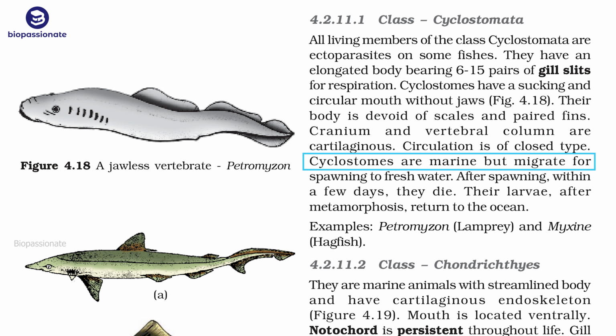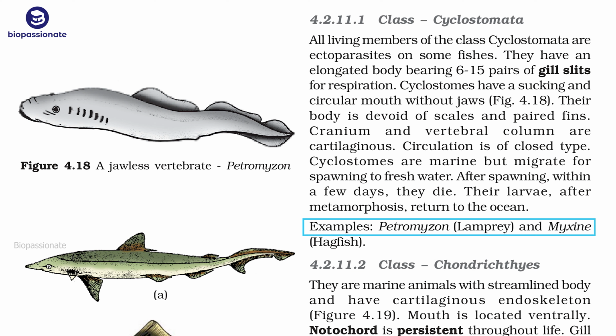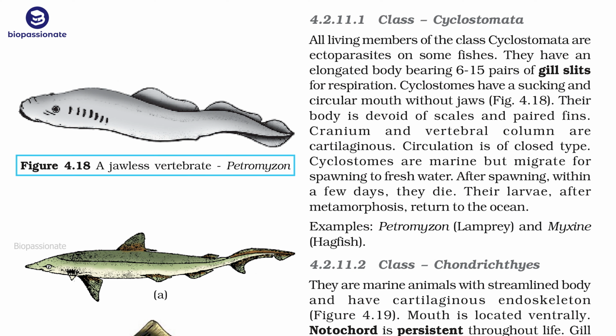Cyclostomes are marine but migrate for spawning to fresh water. After spawning, within a few days, they die. Their larvae, after metamorphosis, return to the ocean. Examples: Petromyzon, lamprey, and Myxine, hagfish. Figure 4.18, a jawless vertebrate, Petromyzon.